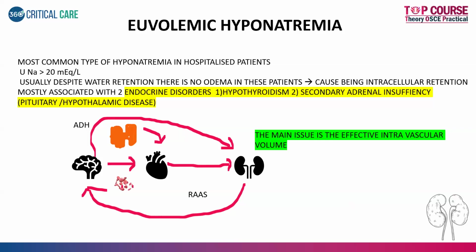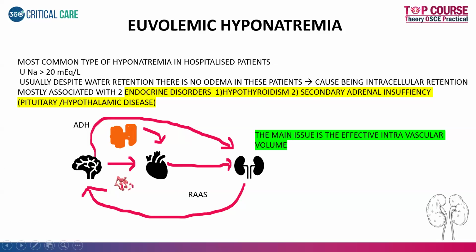What usually happens is, despite water retention, there is no edema in these patients. That is because the fluid is going and getting sequestrated in the cells. That is, cellular swelling usually happens. And this is usually seen in two disorders: hypothyroidism and secondary adrenal insufficiency. That is commonly due to either hypothalamic or a pituitary disease. So this is usually because there is an impaired RAS pathway or there is an impaired ADH pathway.